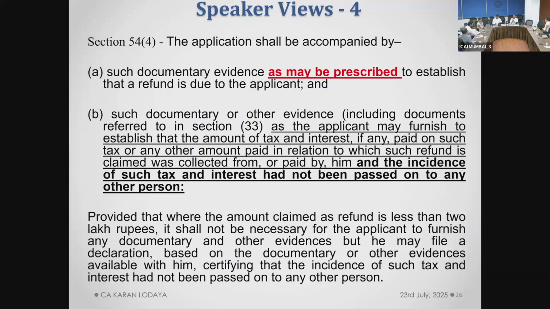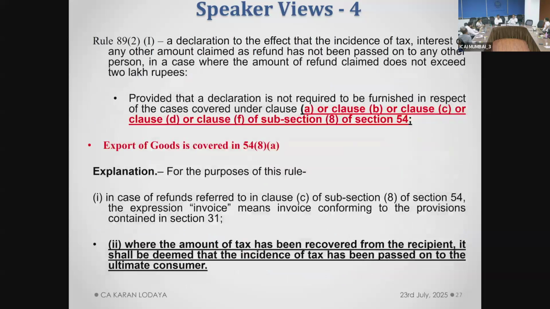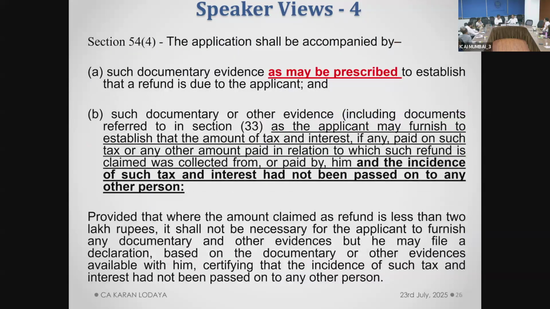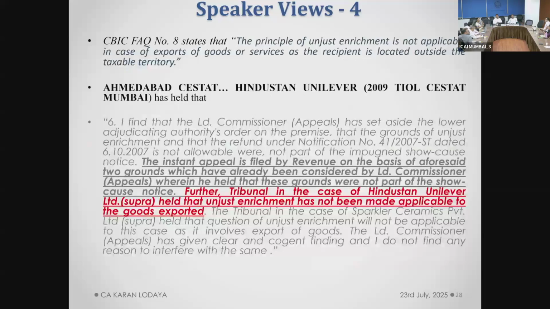I have not expensed it out in profit and loss. That is the way of accounting, right? If I have not expensed it, then there are judgments that once you have not expensed, there is no question of recovering from another person. So where will I give that? It is not prescribed. If I go to give it separately, the officer will ask why are you giving this. It is not prescribed, we will not accept it. But my view is that unjust enrichment will not apply. There are various FAQs as well. There is one FAQ which says the principle of unjust enrichment is not applicable in case of export of goods or services where the recipient is located outside the taxable territory.